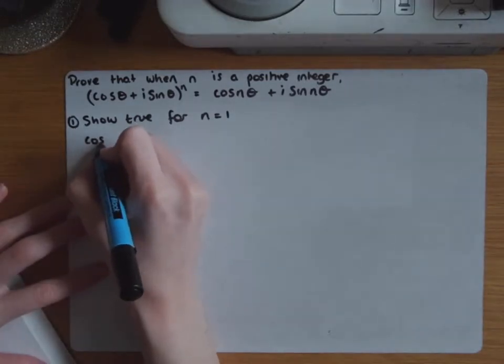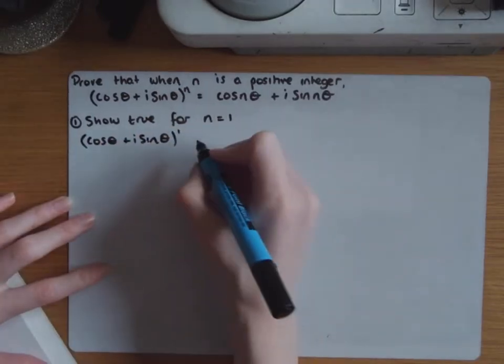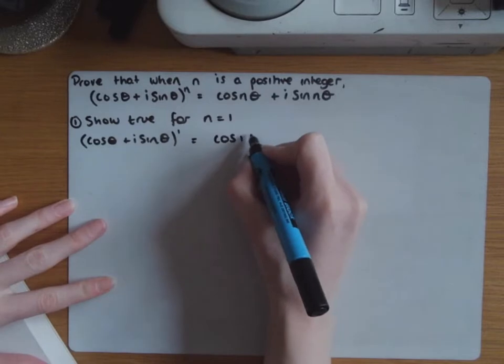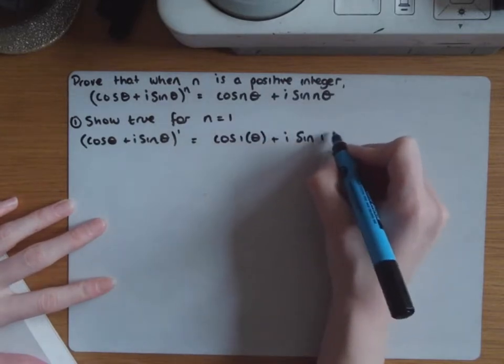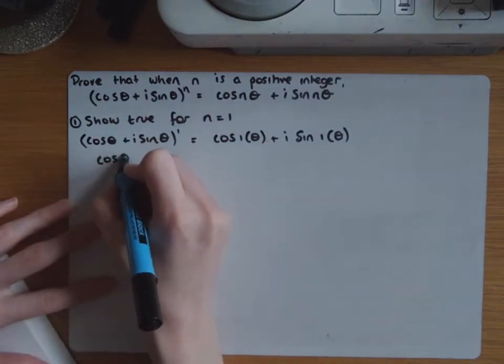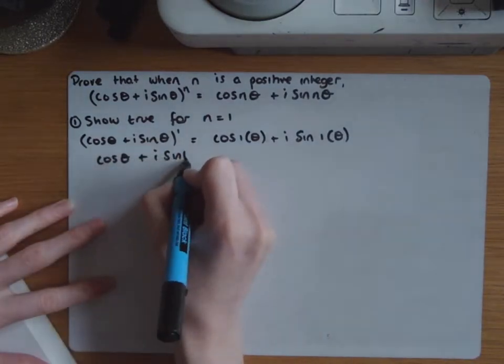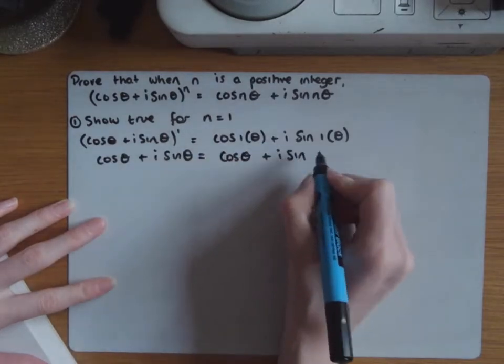So cos theta plus I times sine theta to the power of 1 is cos of 1 times theta plus I times sine of 1 theta. Okay, so that's just cos theta plus I times sine theta equals cos theta plus I times sine theta. So that is true.